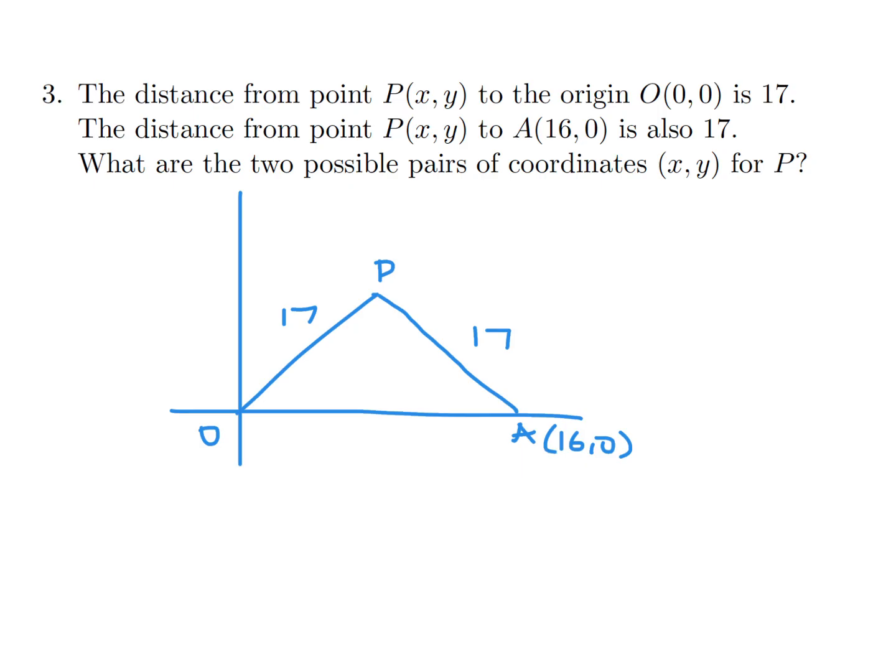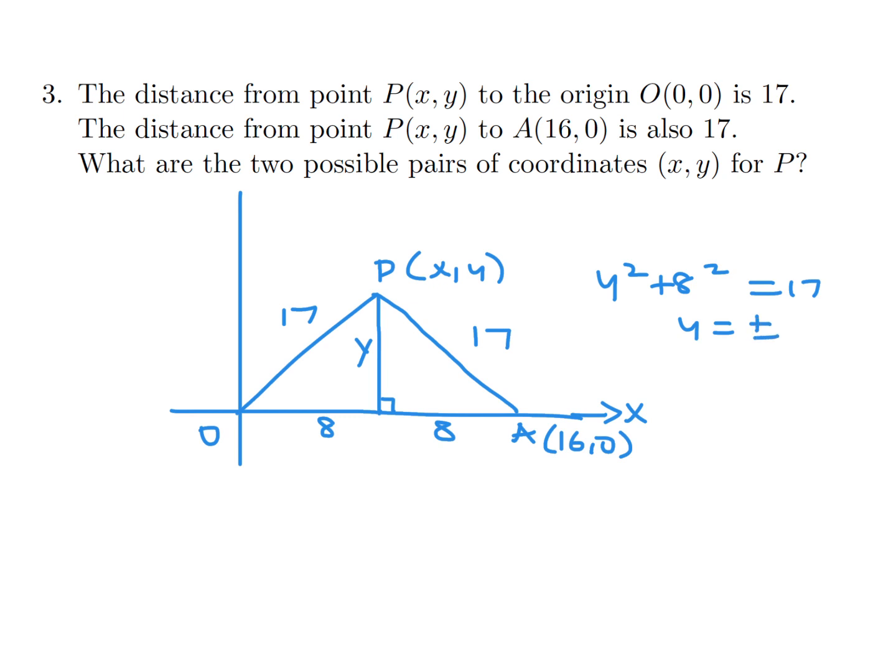So I'm going to draw a line that's perpendicular to the x-axis, and that will cut A, that's 16, in half. So this will be 8 and 8. And this is, of course, the y-coordinate of P. So using basic Pythagorean theorem, you can get that y squared plus 8 squared is equal to 17 squared. And therefore y is plus or minus 15. So therefore my point P has two choices. It's either 8, 15, or it's 8, minus 15.